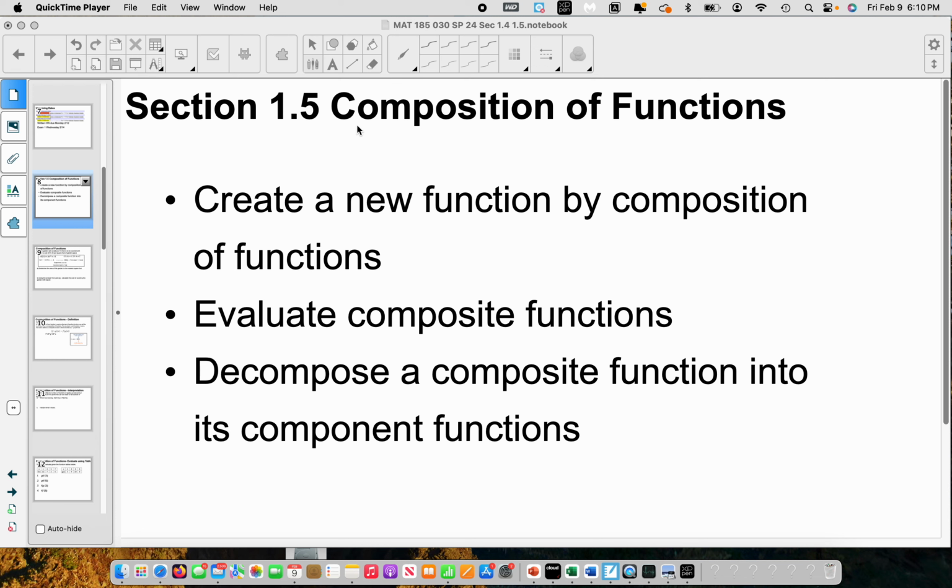This is section 1.5, composition of functions, and three things that we'll be covering in this unit are how we create a new function by combining it or composing it with another function. Then we're going to evaluate a composition of functions, and then we're going to go in reverse, where we decompose a composition into two separate functions.